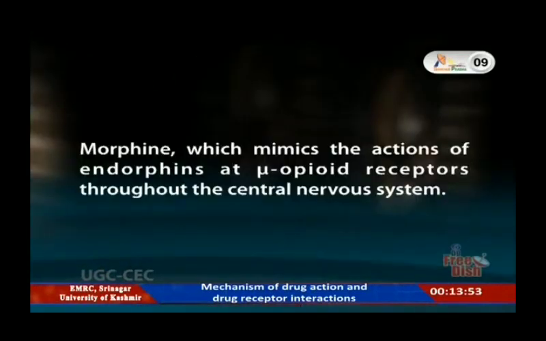Full agonists bind or have affinity for and activate a receptor, producing full efficacy at that receptor. One example of a drug that acts as a full agonist is isoproterenol, which mimics the action of adrenaline at beta adrenoreceptors. Another example is morphine, which mimics the action of endorphins at mu-opioid receptors throughout the central nervous system.